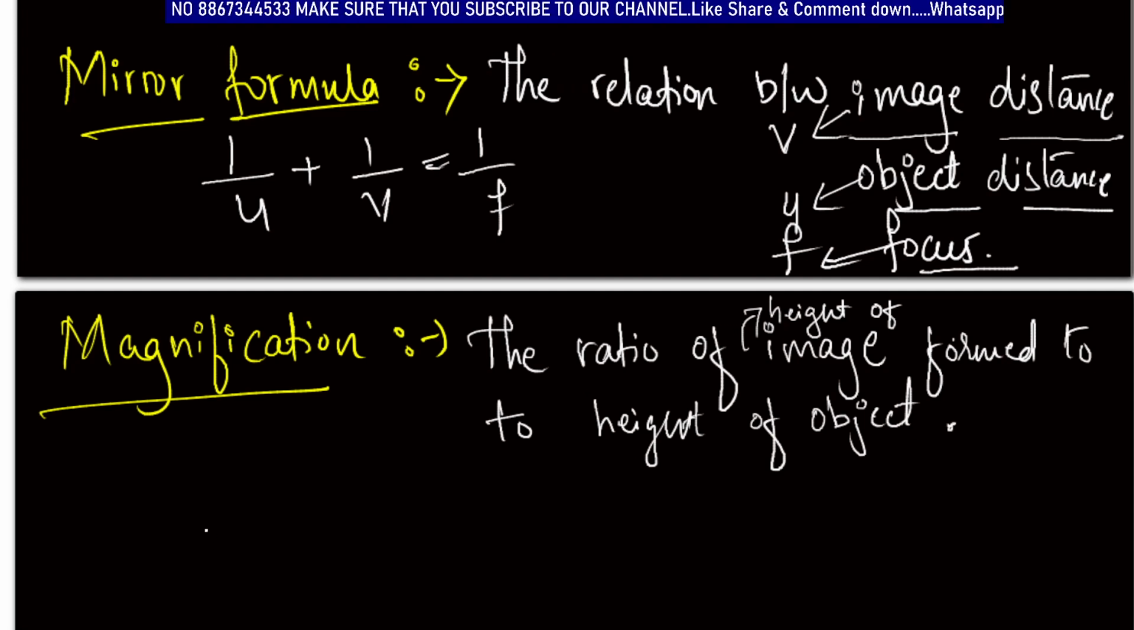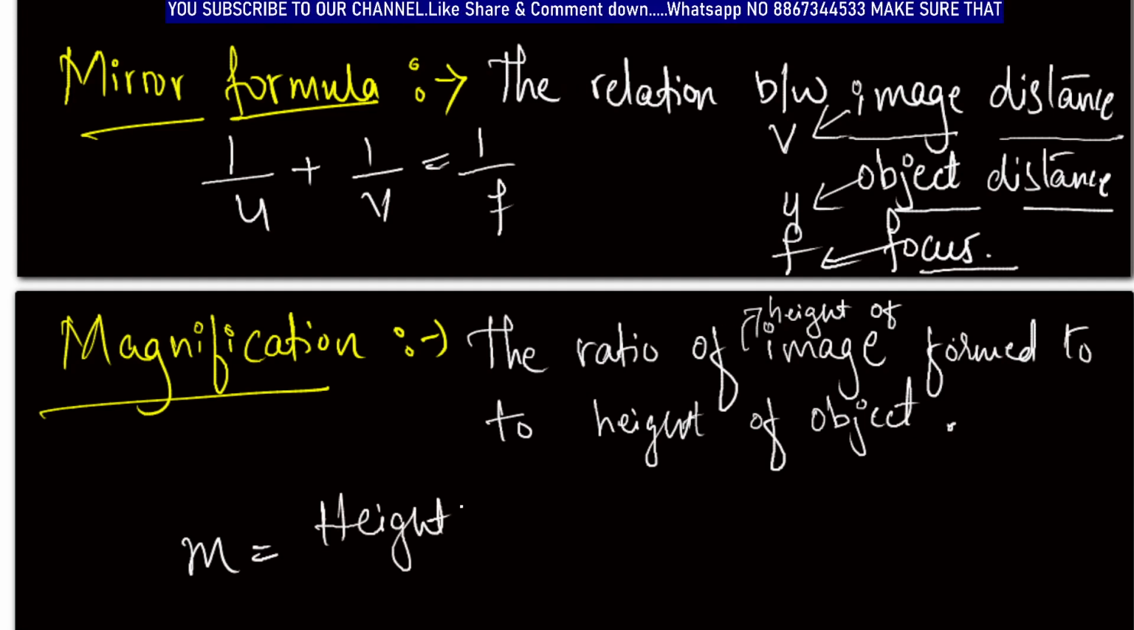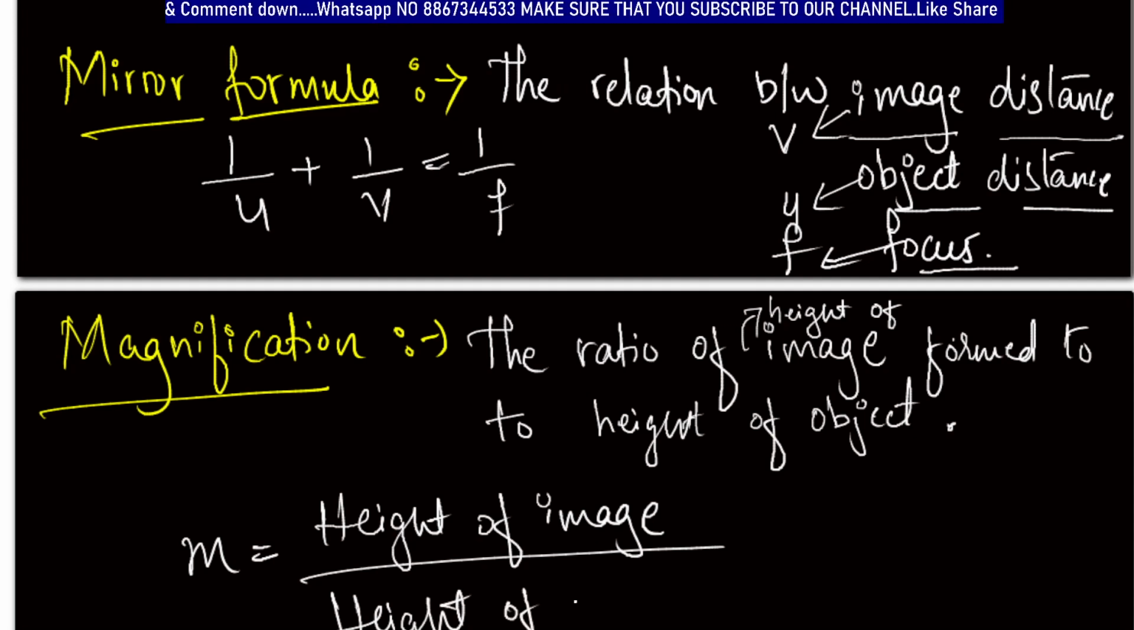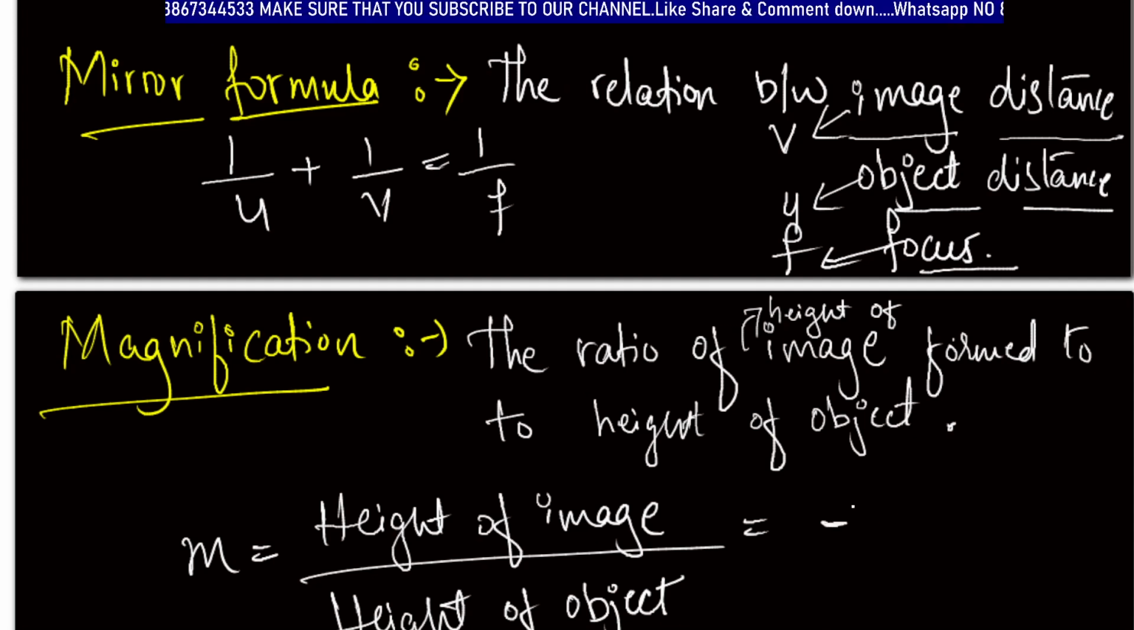So that is given by the formula. It is represented as M. It is height of image divided by height of object. Here we have taken it as negative, that is minus V by U. So this is the magnification formula.